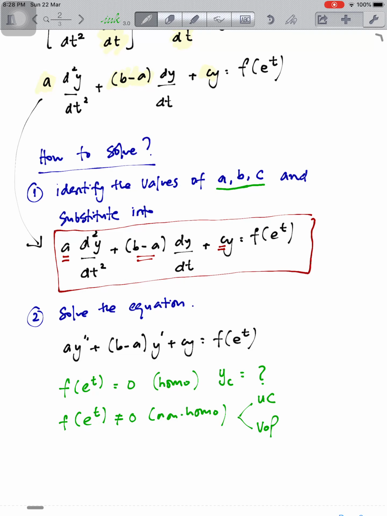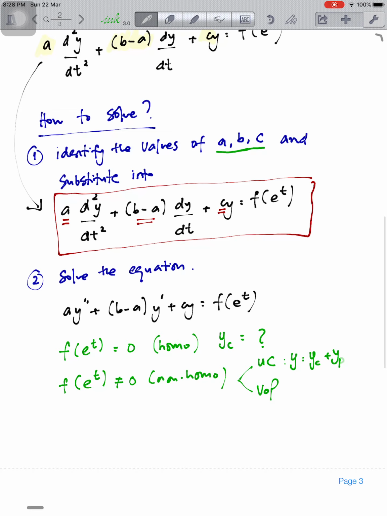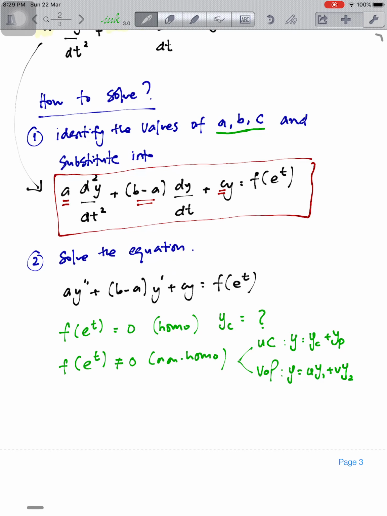So if you solve this by using the UC method, the solution y is going to equal yc plus yp. So you have to find both of the components, yc and yp. And if you were solving by using the VOP method, the solution is y equals u y1 plus v y2. So that is going to be the solution, right? So you just apply back what we have discussed before.